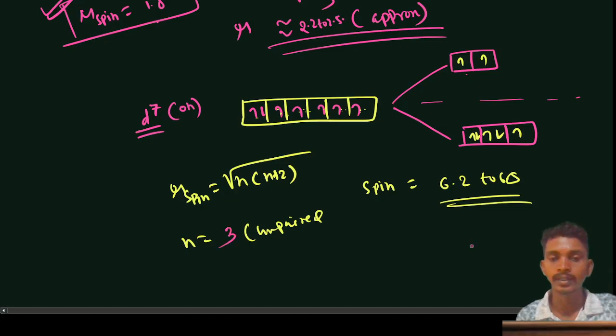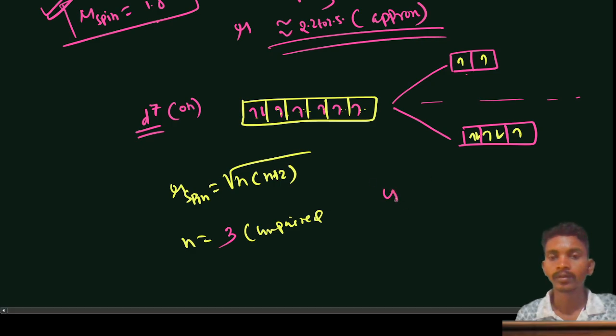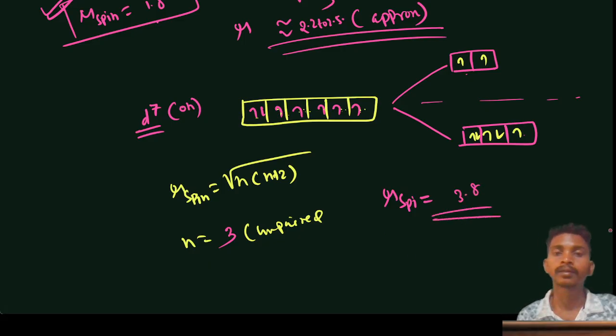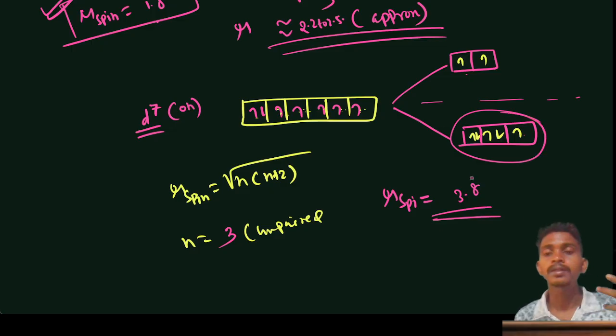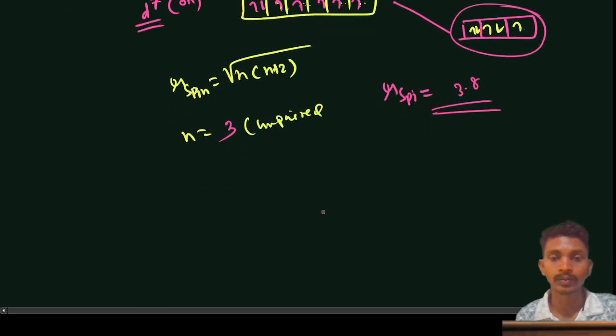3 unpaired electrons are there. So the spin only magnetic moment will be 3.8. If you calculate, this is the spin only magnetic moment, but since this is triply degenerate, the orbital contribution is also present, so its value we have to calculate by using this formula.